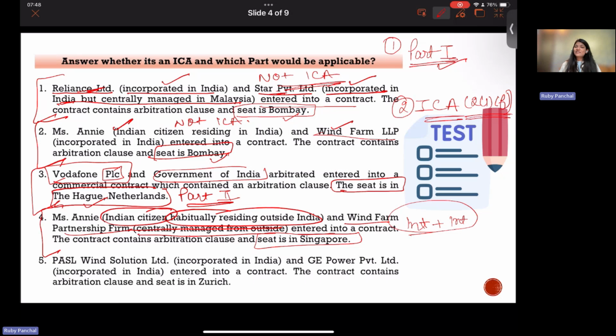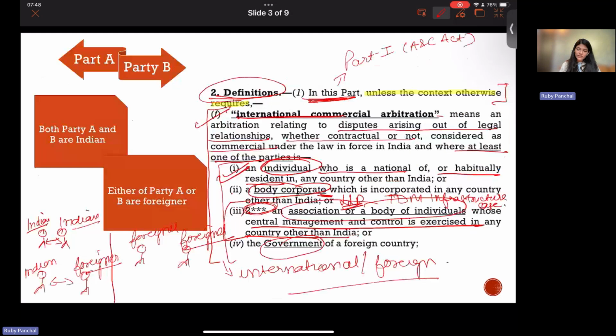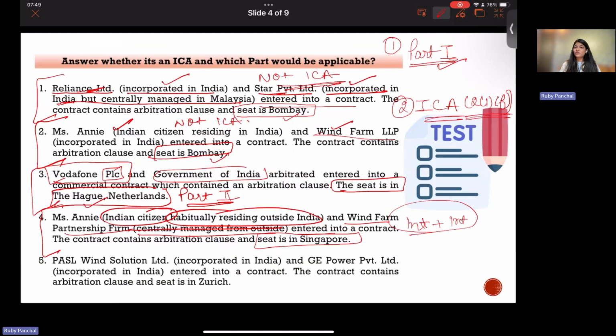But again, had this been Part 1, what would have been the answer? I hope your answer would have been that both the parties have that international character here as per the definition. Therefore, it is an international commercial arbitration only if the seat was in India. All right.